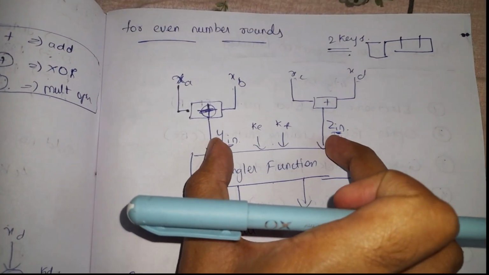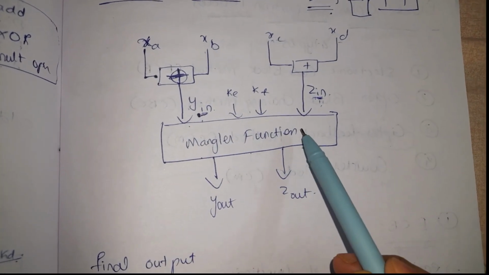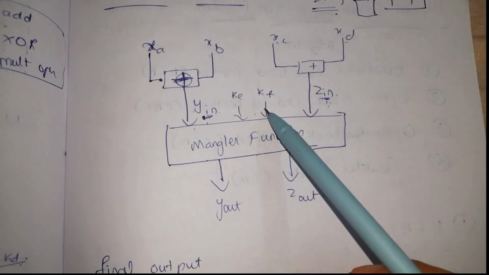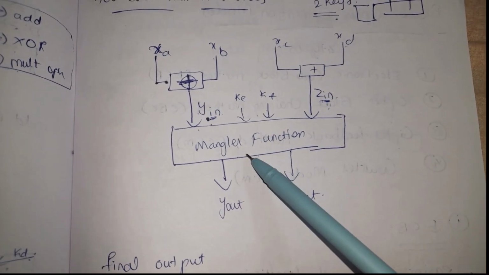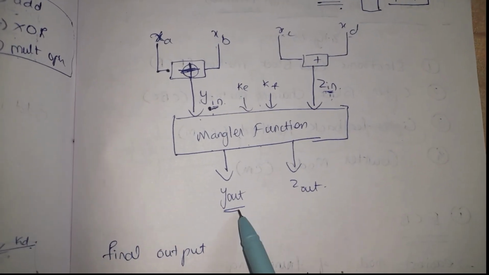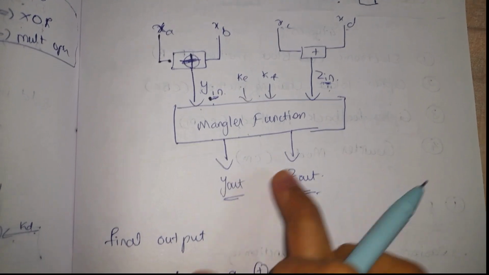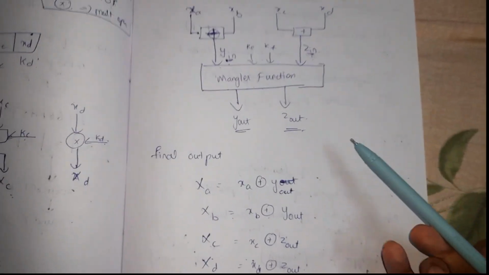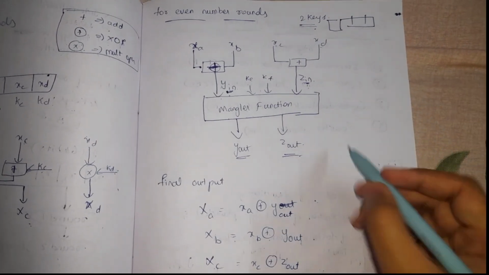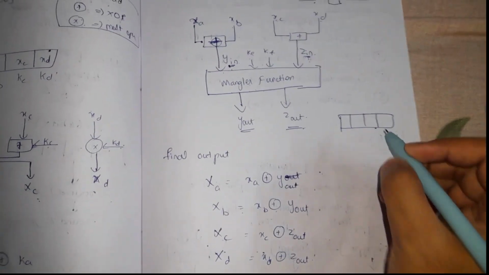Now on this, the operation is performed, similar to the previous step, with the help of these two keys through the Mangler function, and this function generates the output in the form of Y out and Z out. This represents the output. Now how can we obtain our final output? We need to obtain a ciphertext, a new block with new values. So we can obtain it like this.